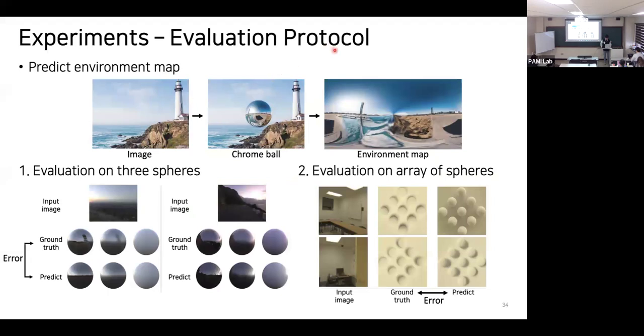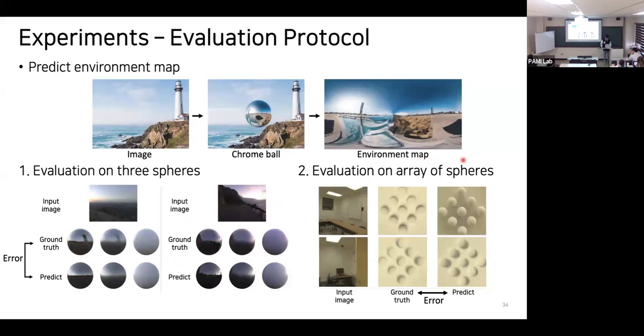And there's a special evaluation protocol for evaluating this environment map. They first predict the environment map from the image, and they render these three balls like this, which is called evaluation over three spheres. Using the GT environment map to render these ground truth balls and the predicted balls, they measure the error between them. This error is measured in a pixel-wise manner.